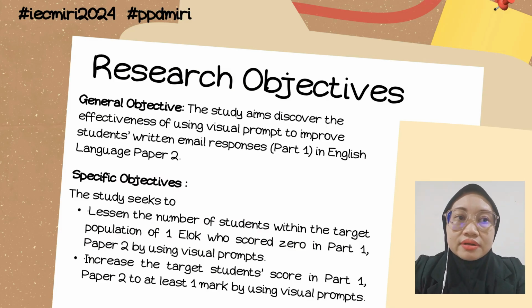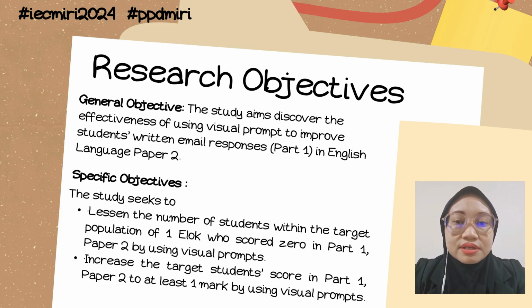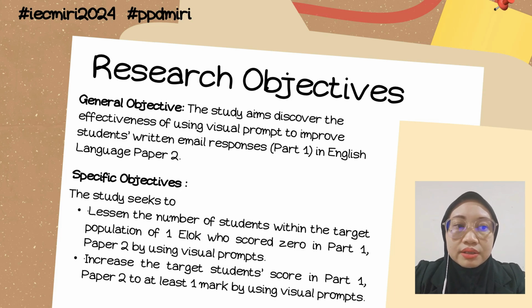The study aims to discover the effectiveness of using visual prompts to improve students' written email responses in Part 1 in English Language Paper 2. As for the specific objectives, the study seeks to lessen the number of students within the target population of 1 ELOC who scored 0 in Part 1, Paper 2 by using visual prompts. The study also seeks to increase the target student score in Part 1, Paper 2 to at least 1 mark by using visual prompts.